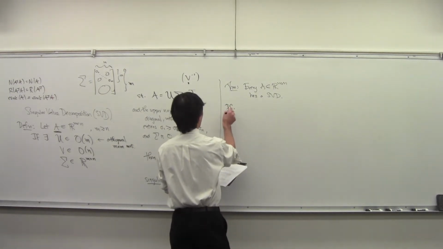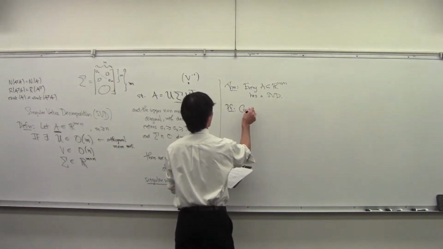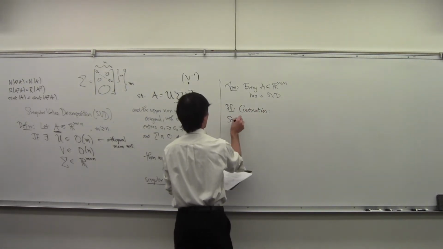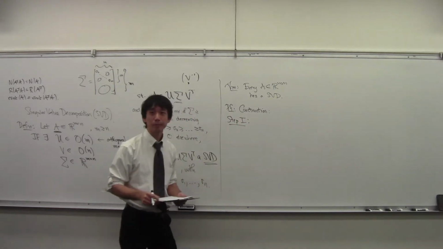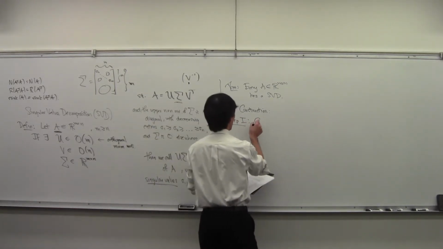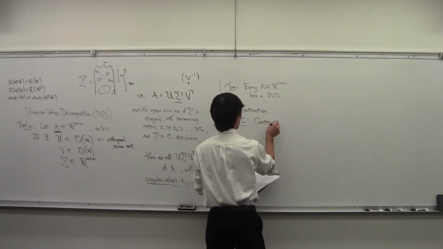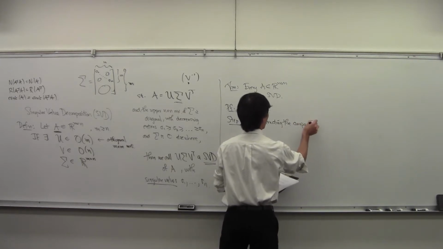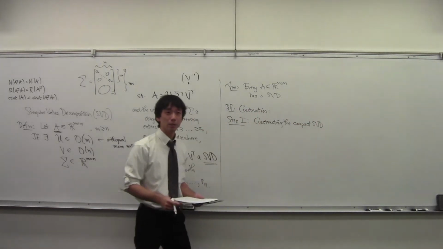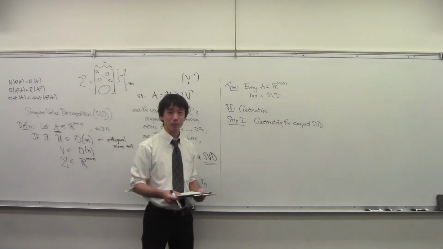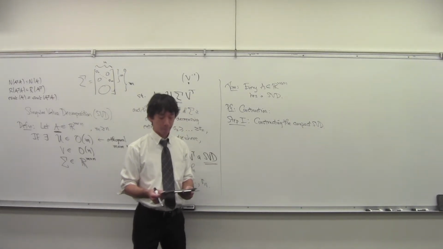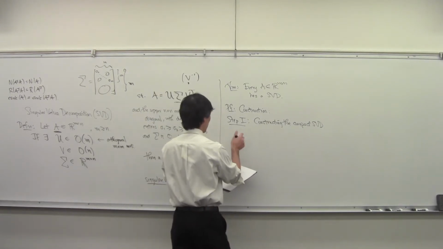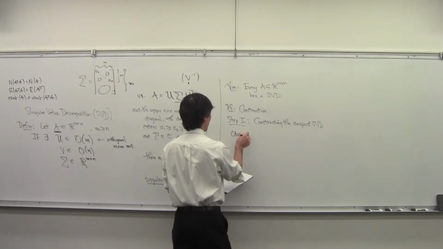Okay, so we'll construct it in two steps. The first is we'll construct something called the compact singular value decomposition. It's some sort of baby version of the singular value decomposition. So this will start off with a couple of observations.